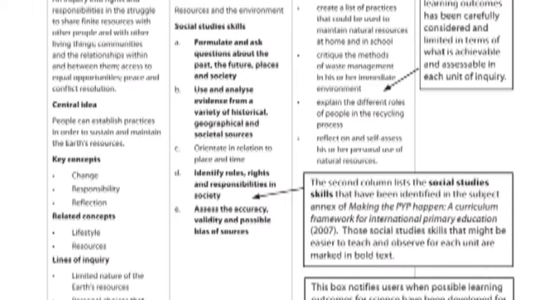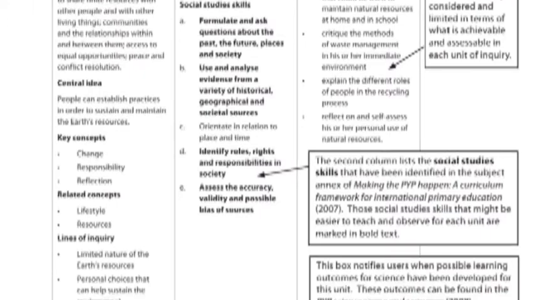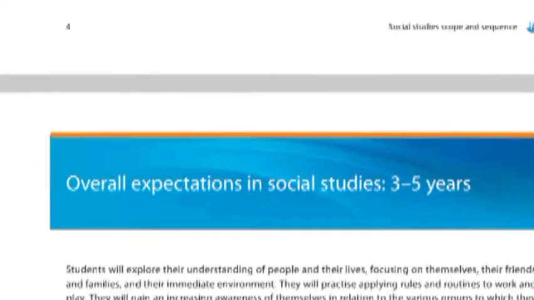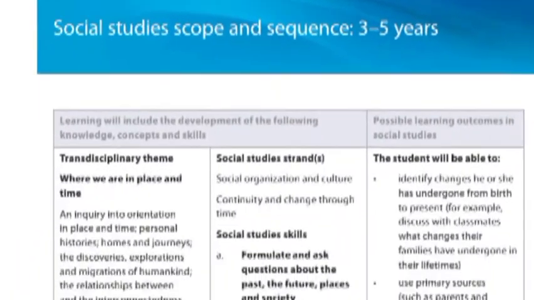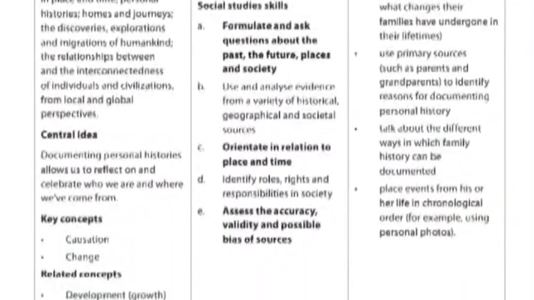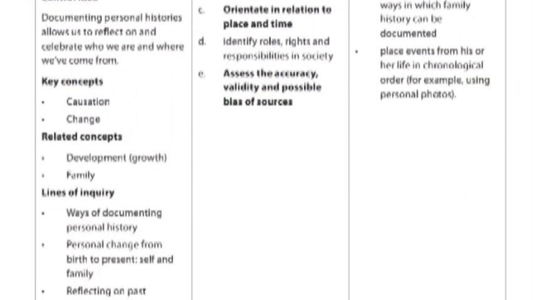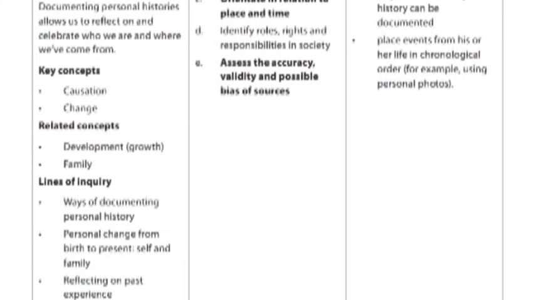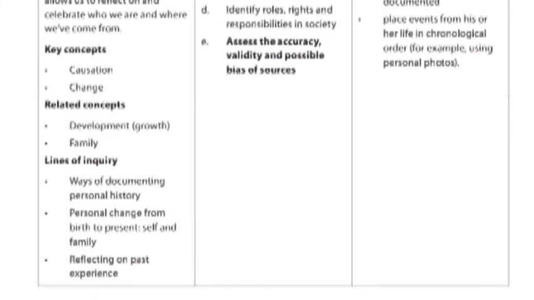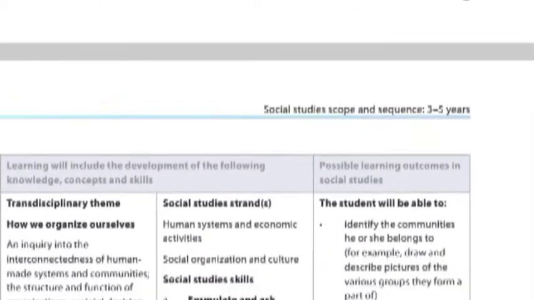They also take into account the attitudes and the attributes of the learner profile and transdisciplinary skills, reflecting a less is more principle. The number of learning outcomes has been carefully considered and limited in terms of what is achievable and accessible in each unit of inquiry. This box notifies users when possible learning outcomes for science have been developed for this unit. These outcomes can be found in the PYP Science Scope and Sequence 2008.